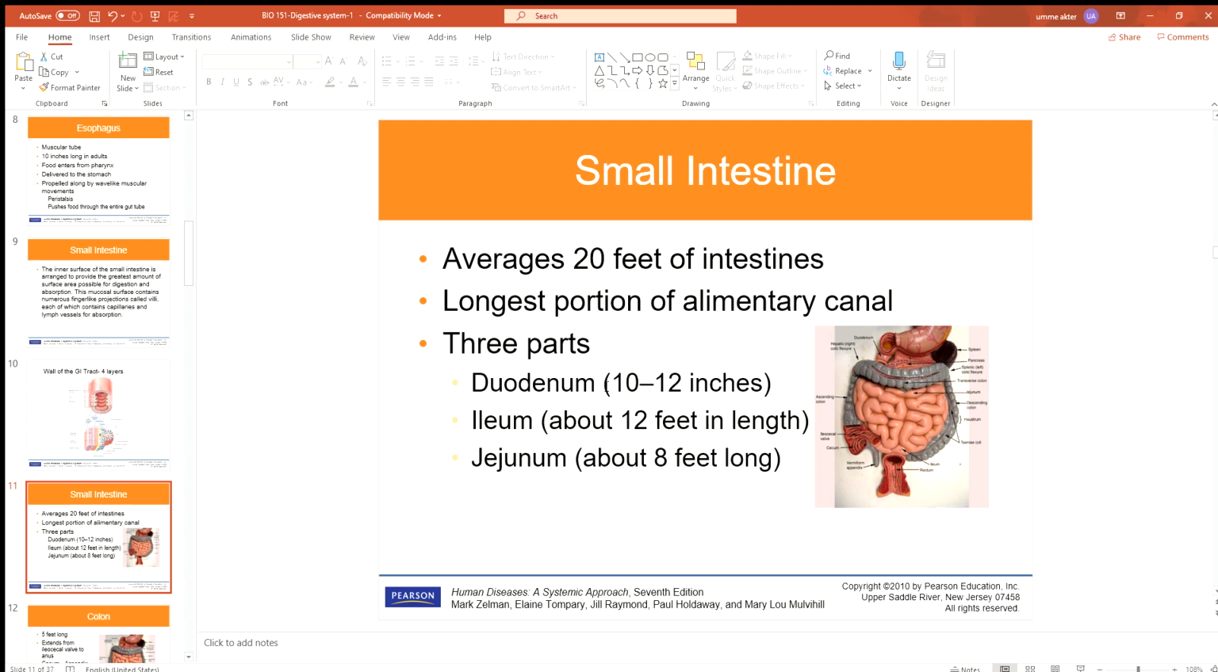Now duodenum is the shortest, first part of the small intestine. It is about 10 to 12 inches. That means, well, less than 1 foot. But ileum is very long, the longest part of the small intestine, about 12 feet in length, and jejunum is about 8 feet long. This is the middle portion, by the way. This is the last portion. This is the first portion. Okay.